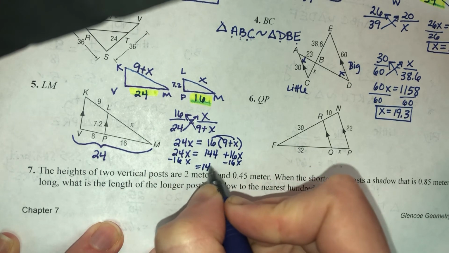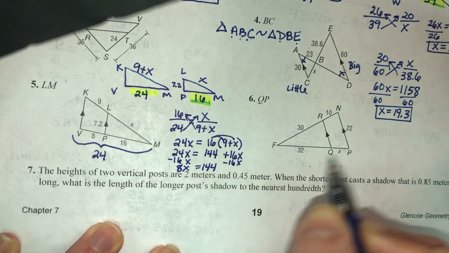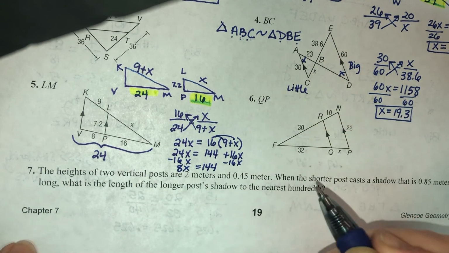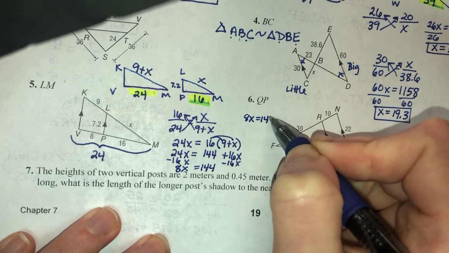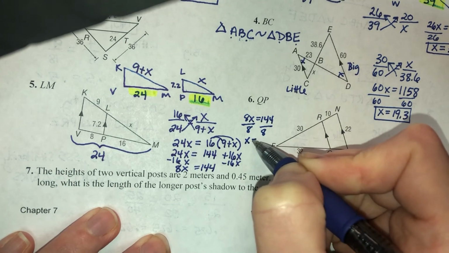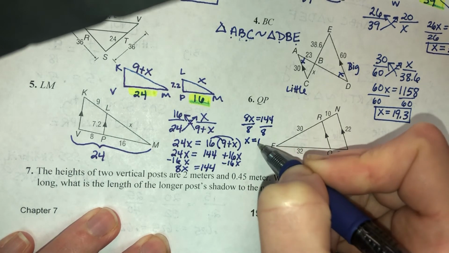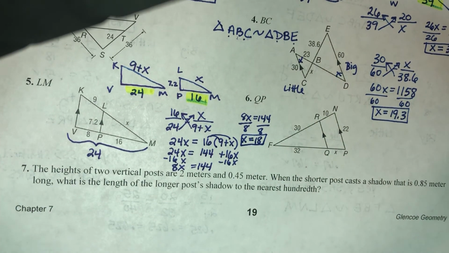So 144 will equal 8x. And then, where am I going to go? Over here. If 8x equals 144, we'll divide by 8 on both sides. And that means x is equal to 18. And that's the answer to the problem.